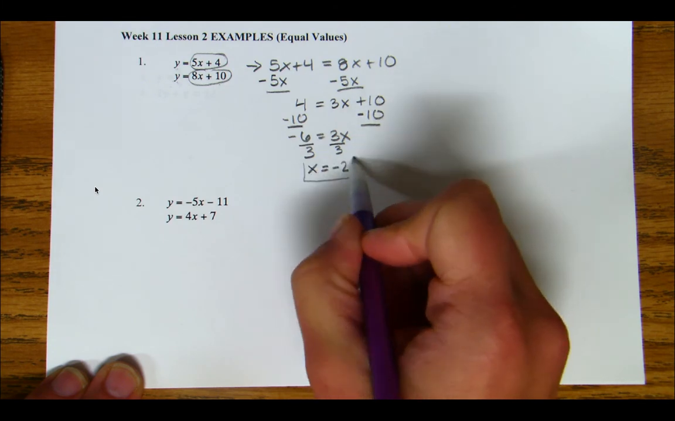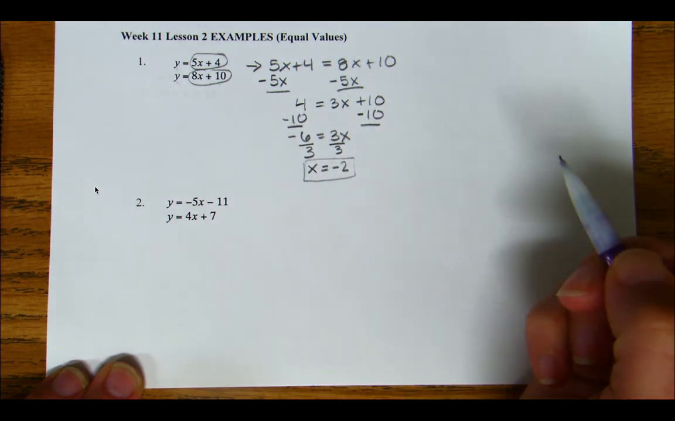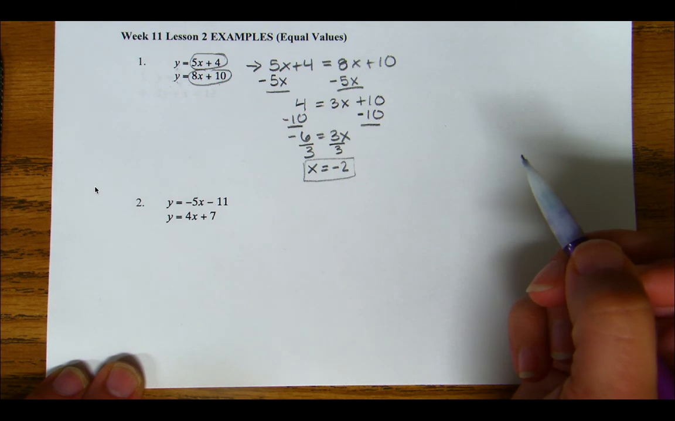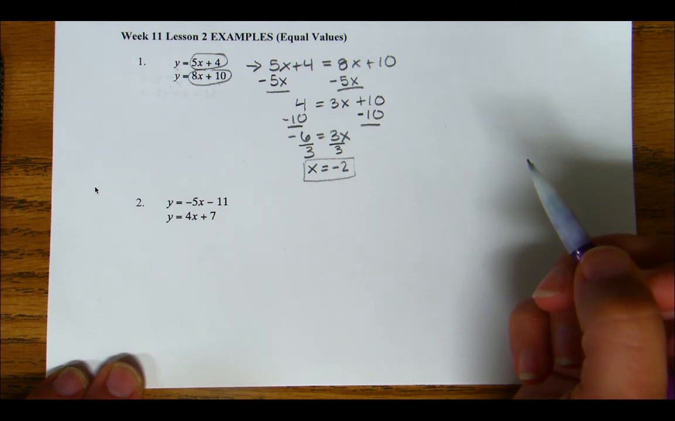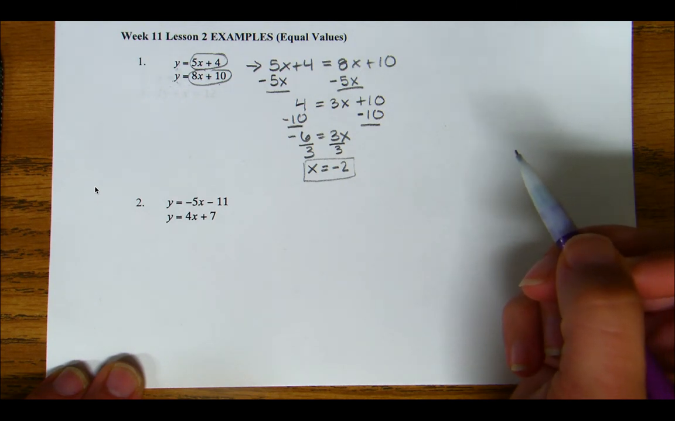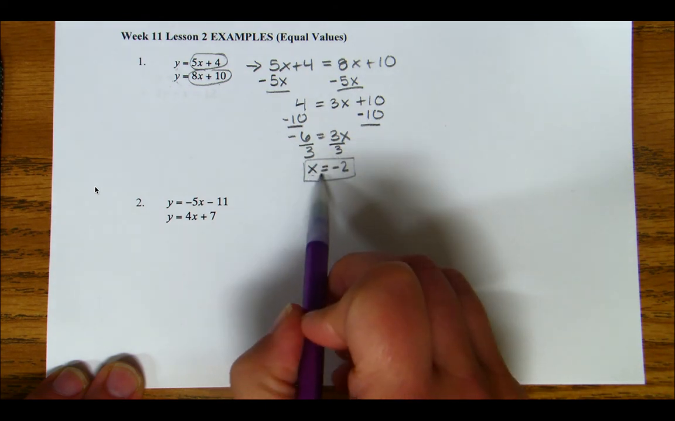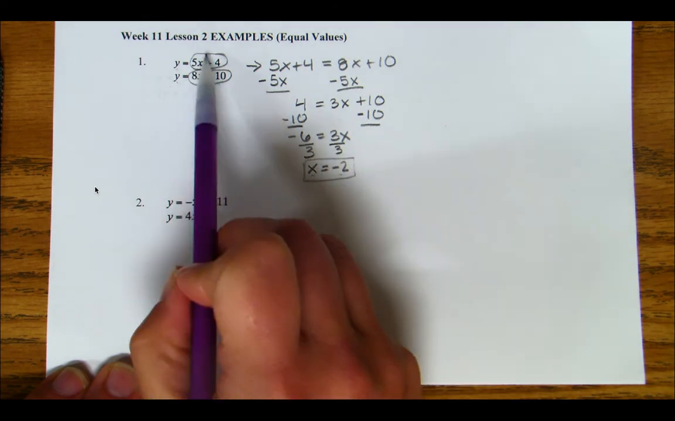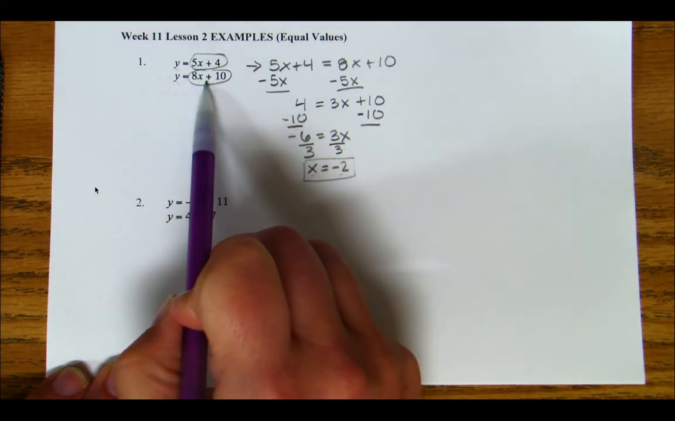So that's the first part of my coordinate that I'm going to need. Remember, I'm looking for a point, and this is only part of it. So the next thing I'm going to do is plug x equals negative 2 into one of these equations. It does not matter which one you choose. You will end up with the same answer no matter what, because this is the point of intersection.